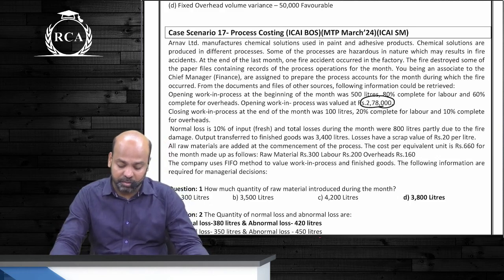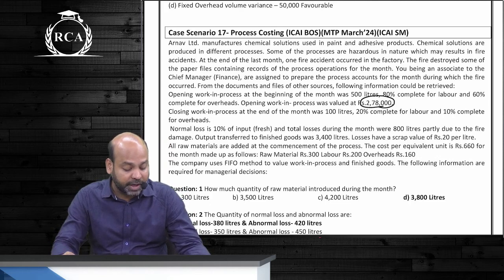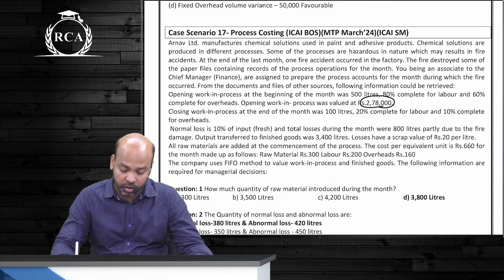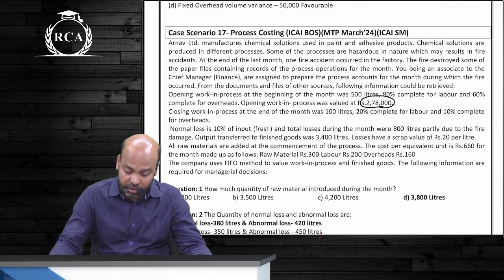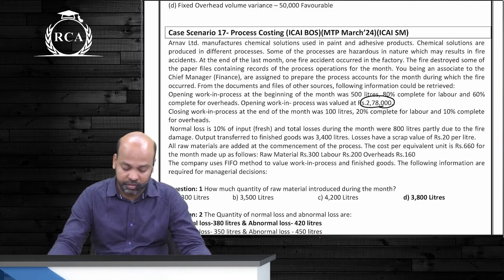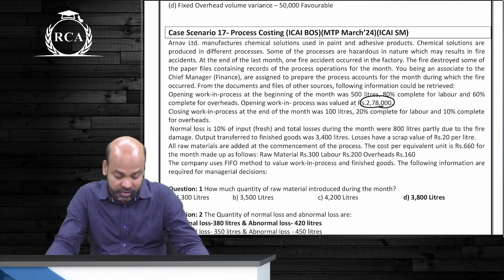Total losses during the month were 800 liters, which was partly due to fire damage. Output transferred to the next process was 3,400 liters. Losses have a scrap value of 20 rupees per liter. All raw materials are added at the commencement of the process. The cost per equivalent unit is 660, जिसमें raw material is 300, labor is 200, overheads are 160. Company uses FIFO method to value work in progress and finished goods. Following information is required for managerial decision.